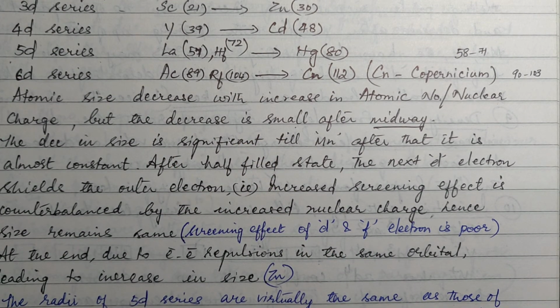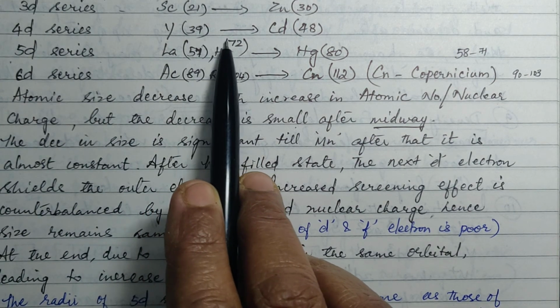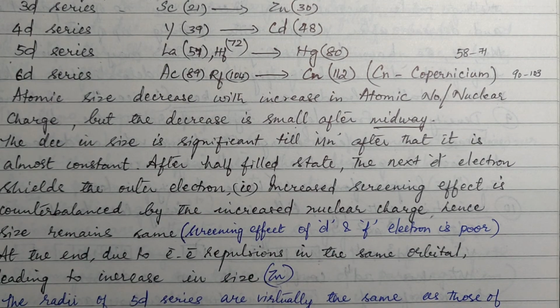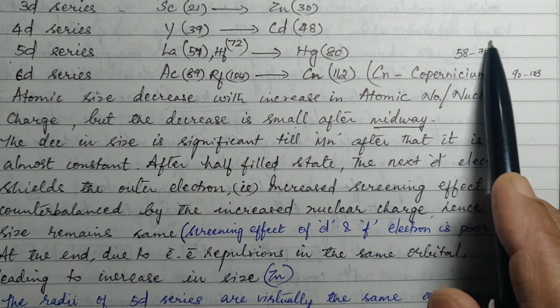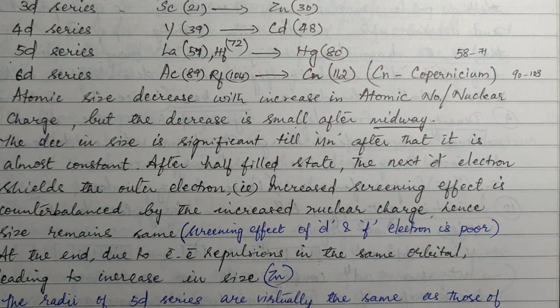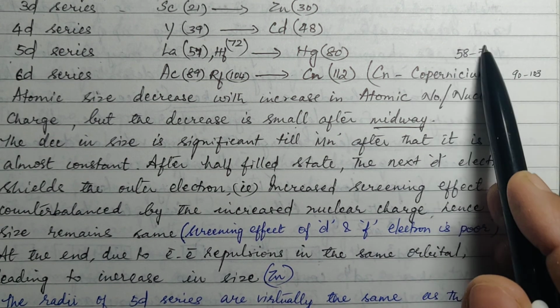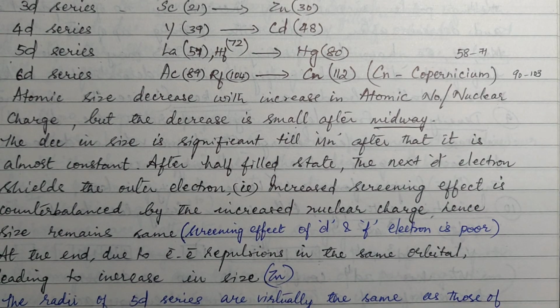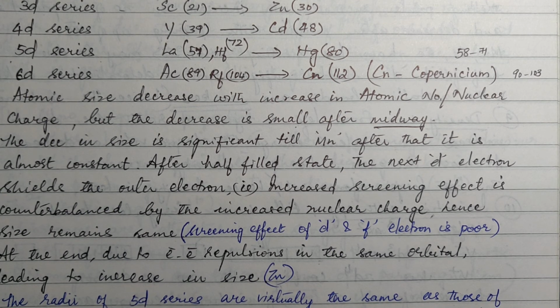Why? Now what happens? After 57 you have 58 to 71. Now 58 to 71, I told you, they are placed as f block elements. Right? So the screening effect is poor. Why? Because in 58 to 71 it is 4f that is getting filled. Okay. So this 4f will show very poor screening effect. What happens because of the very poor screening effect? The outer electrons will experience the nuclear attraction.